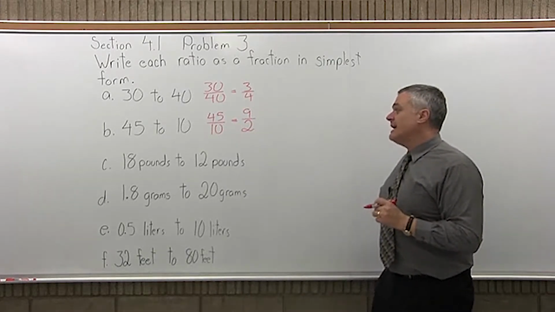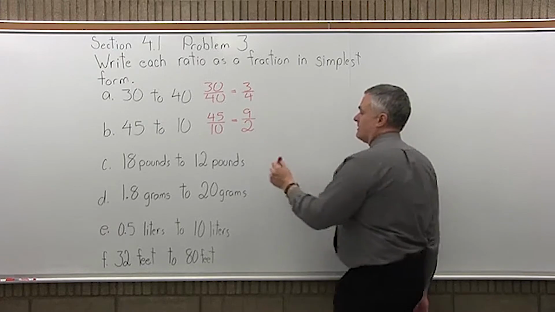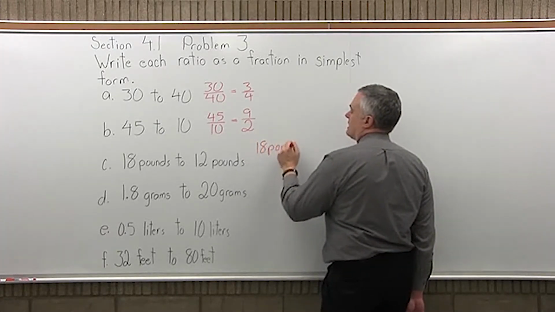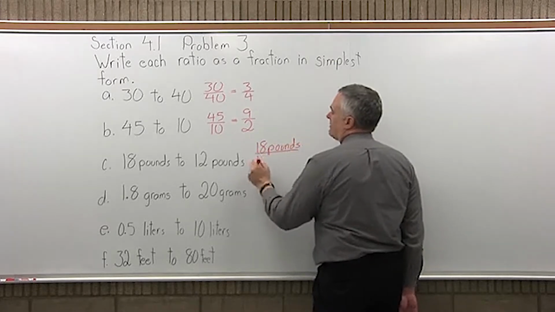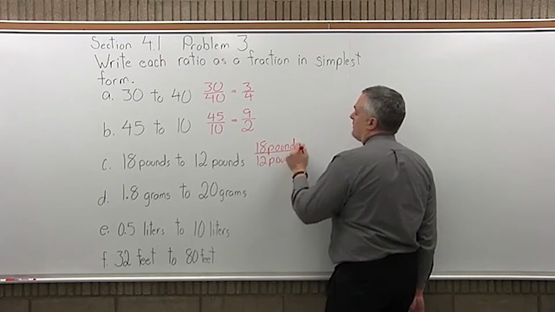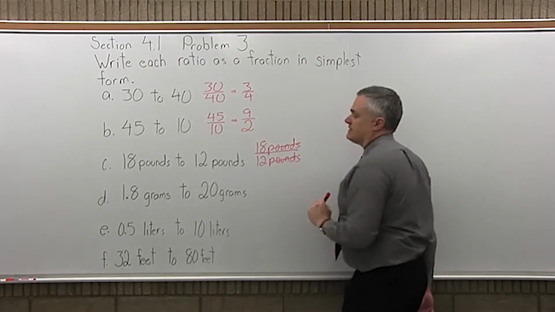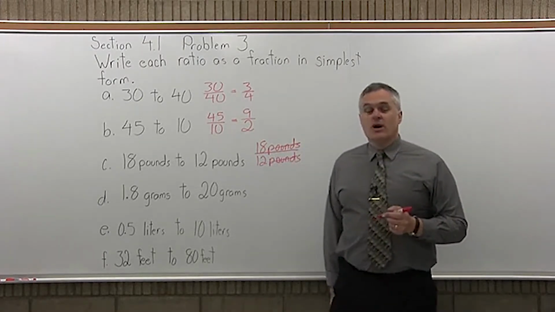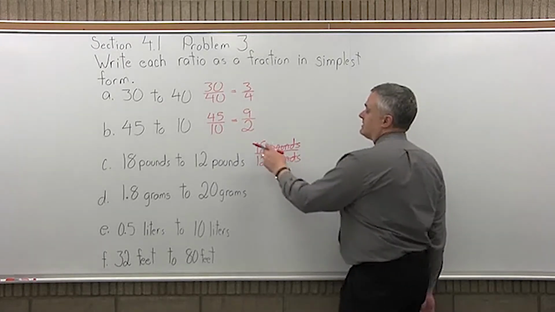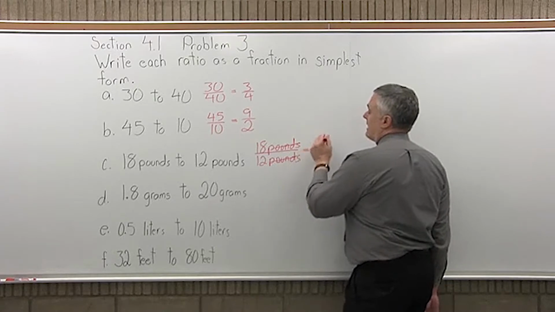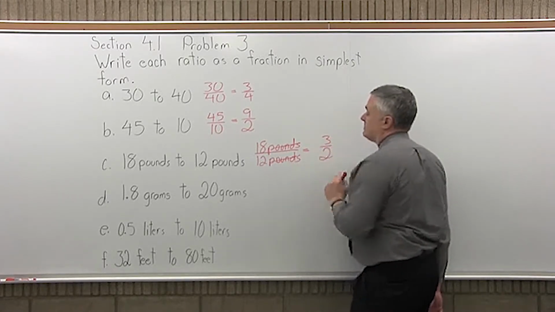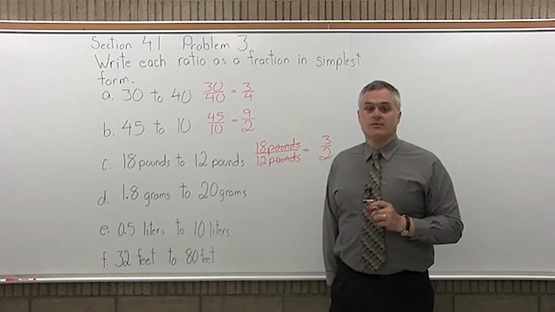The next one, 18 pounds to 12 pounds. When they put units of measure, as long as the units of measure are the same, they'll wind up canceling. So it'll be 18 pounds over 12 pounds. Well, pounds over pounds can cancel. And then 18 over 12 can reduce also. 6 divides into each one evenly. 6 divides into 18 3 times, and 6 divides into 12 2 times. So in simplest form, it'd be 3 over 2.